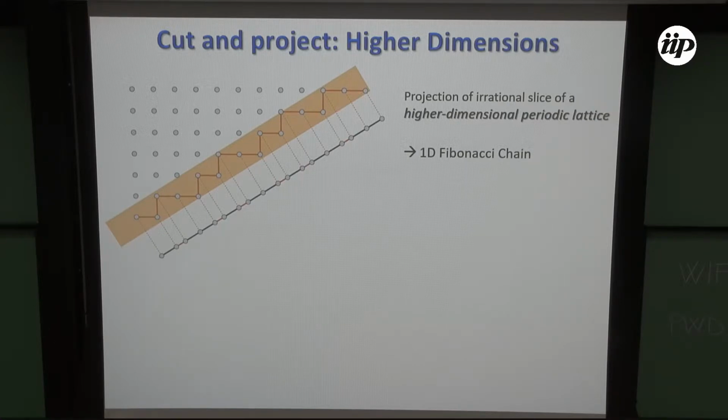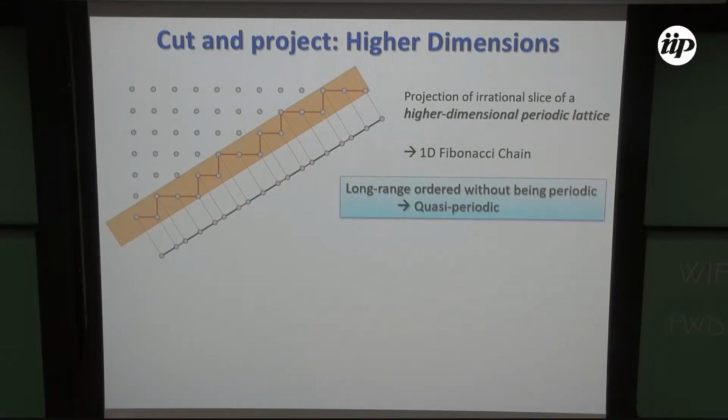Here it's now seen for a 1D. So you start with an ordinary 2D crystal, a square lattice in this case, and then you take a slice out of this under an irrational angle, and everything that lies within this slice you project down onto a line. And if this angle is irrational, then what you get down here is a so-called 1D Fibonacci chain. So it's also a structure that's long-range ordered, but it's never periodic. It's quasi-periodic.